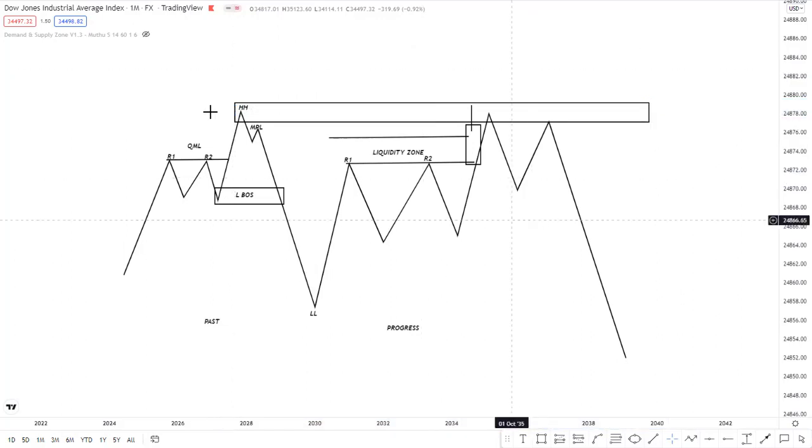So above here, remember the supply and demand. We have 4 types of supply and demand zones, right? We have the rally base drop and the base drop rally, and then we have the continuations. So this right here is a rally base drop. So that's the reason why we call this RBD.